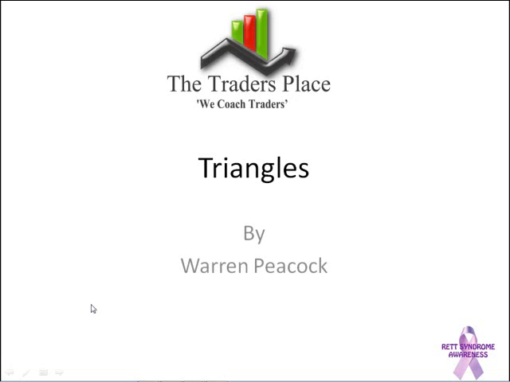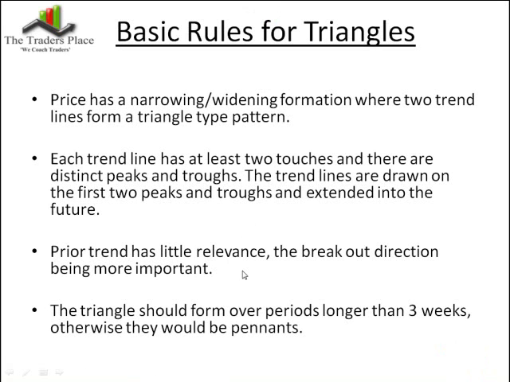Thank you, Simon. Guys, today we're going to have a look at triangles. They are consolidation patterns. There's some basic rules to get started with. Price has a narrowing or widening formation where two trend lines form a triangle type pattern. Each trend line has at least two touches and there are distinct peaks and troughs.